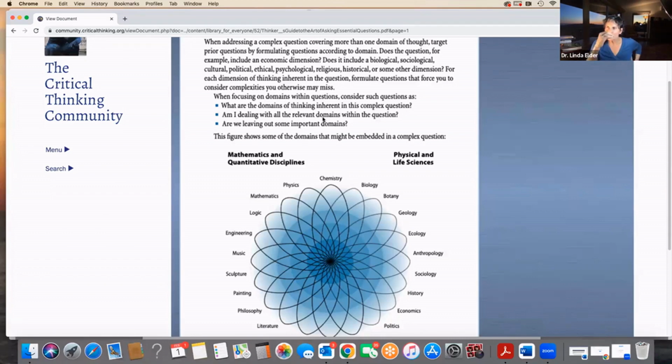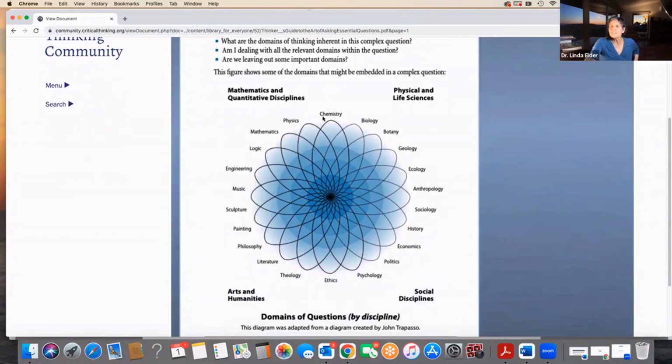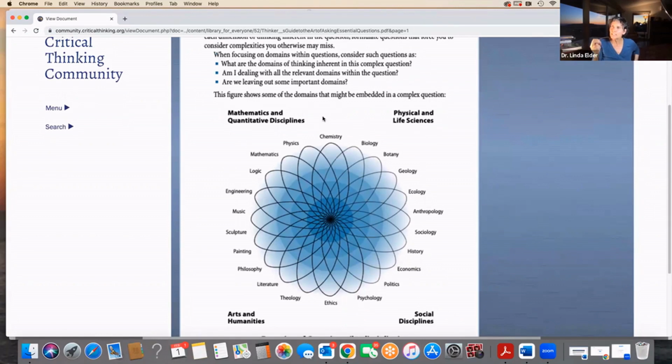And remember, I just brushed against the intellectual standards. Well, relevance and significance are two of those intellectual standards. Are we leaving out some important domains? So this is just giving you a sense of the many domains that could be in a given complex question. So let's take our main set of questions. The question, what can we do to preserve and sustain and restore the earth?